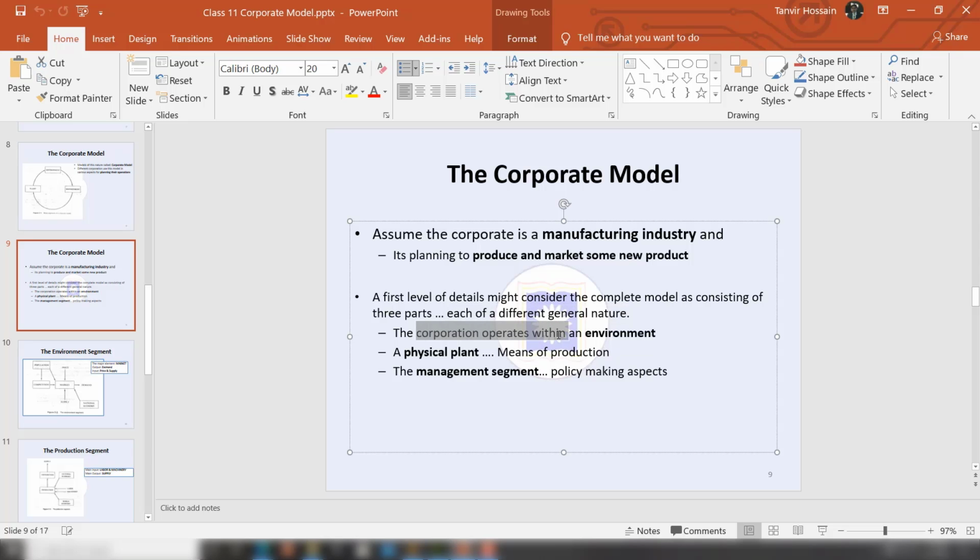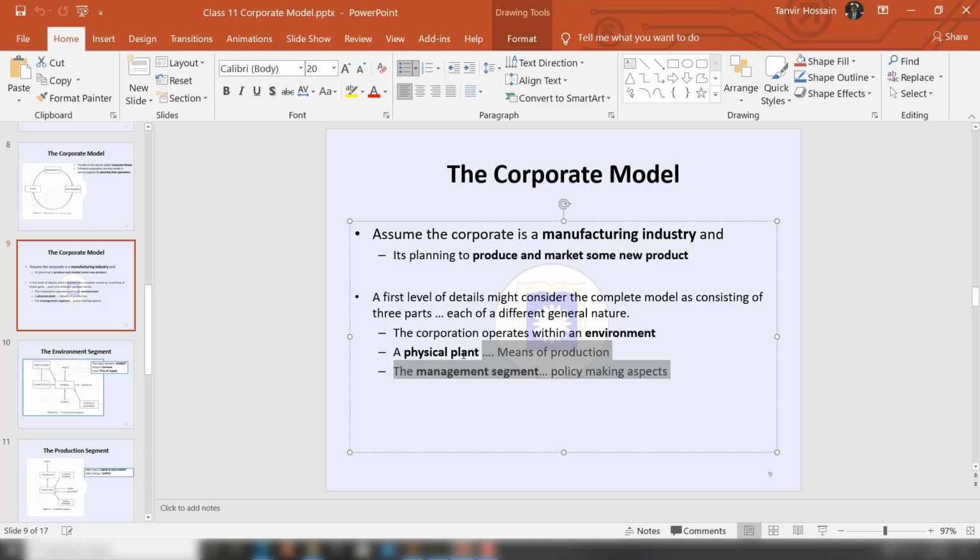A corporation operates within an environment. There is an environment, there is a market, there are target people, there are target products and all that, competition and all that. Then a physical plant, where the industry, where the production will happen. Then the means of production is the management system, the policy making aspects, the handlers or the decision makers or the admin body.